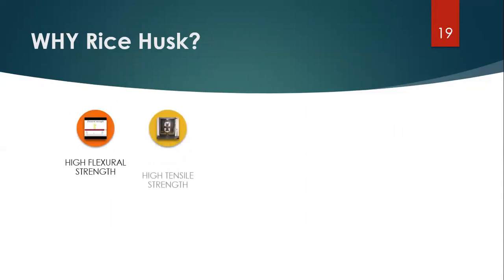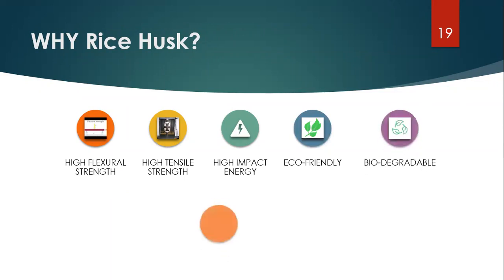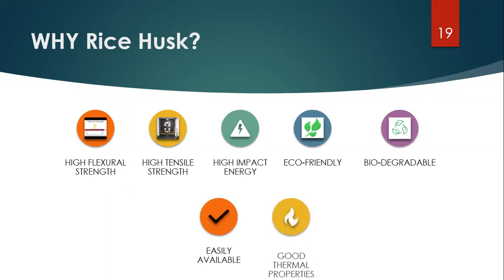Why rice husk? There are many reasons to choose rice husk. Number one is high flexural strength. It means that the products made from rice husk, when we put force on them to bend them, don't bend easily. This property we need in our final product, so we chose rice husk. Number two, high tensile strength. Its tensile strength is also high. Then impact energy: when we apply force on our material, it can withstand high impacts also.